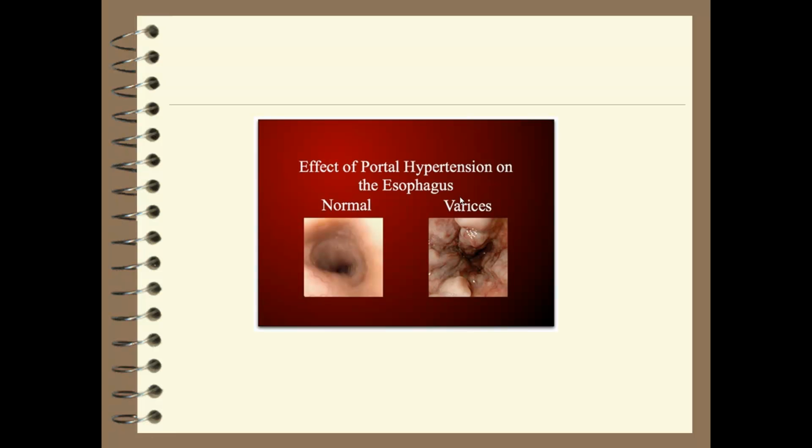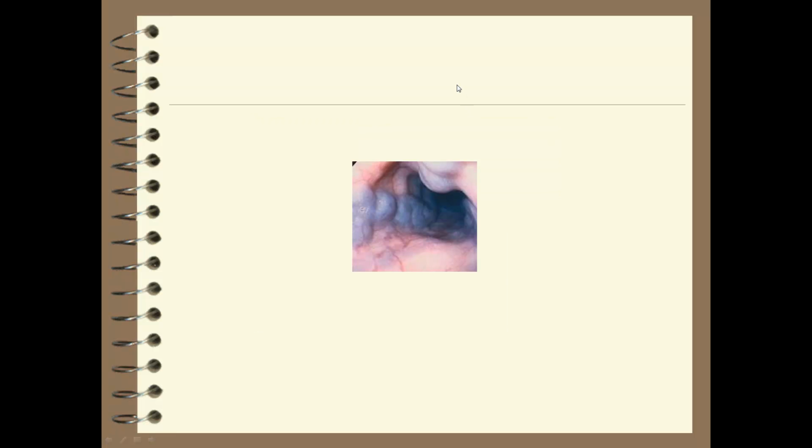So here's pictures of portal hypertension. Normal esophagus looks really good. Notice these varices are all inflamed. All these big things here are varices. Those can open and bleed. Here's another one. See how blue that is. Varices in the esophagus.